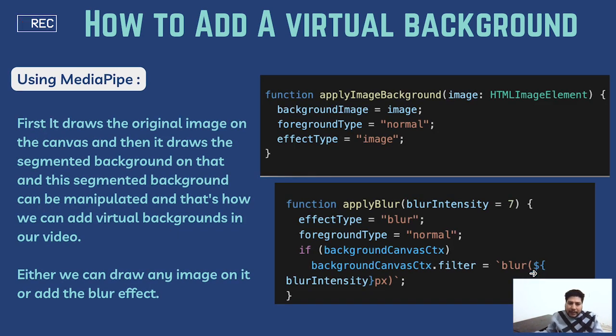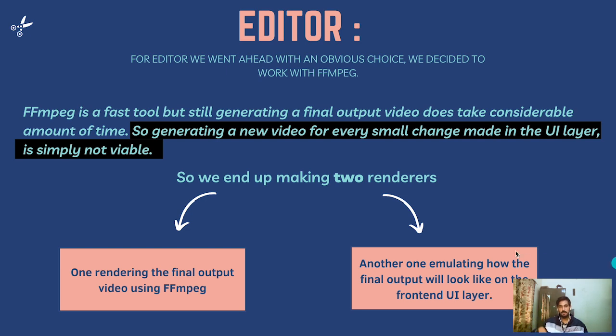So like I said, first draw the original image on the canvas, then draw the segmented background, which means there is no foreground, only the background image. That segmented background can be manipulated, and that's how we are adding a virtual background. Either you can add an image to the background, or you can apply many filters like a blur effect, or if you want to increase the brightness and so on, you can do it with that. So this was the part about how the recorder works.